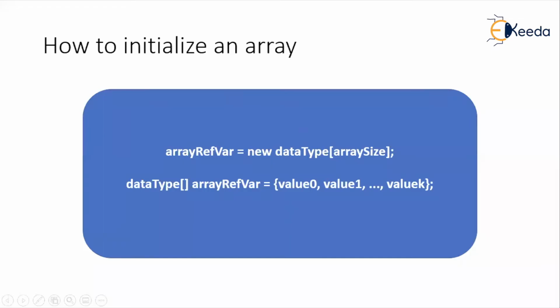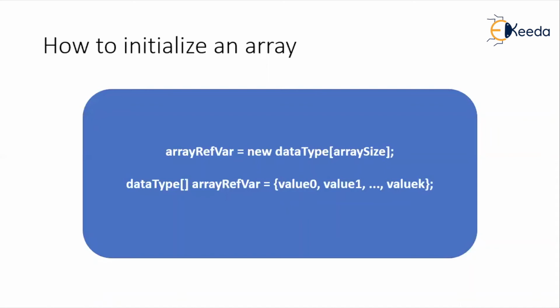After declaration, the next step is to initialize an array. Now, what is initialization of an array? Initialization of an array means memory is allocated for the array. Right now, whatever variable we have specified, we have just created one variable which can refer to the location where the array is stored in memory. We haven't yet initialized that particular array.